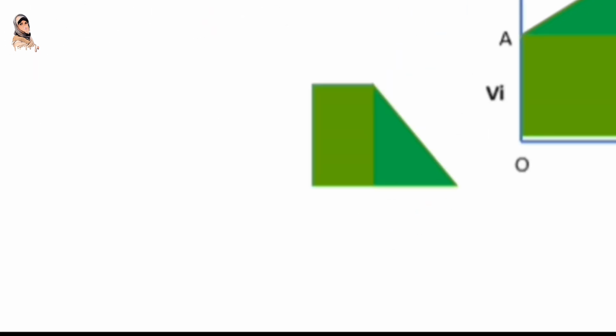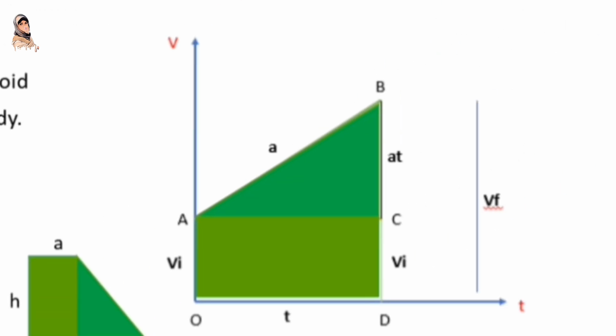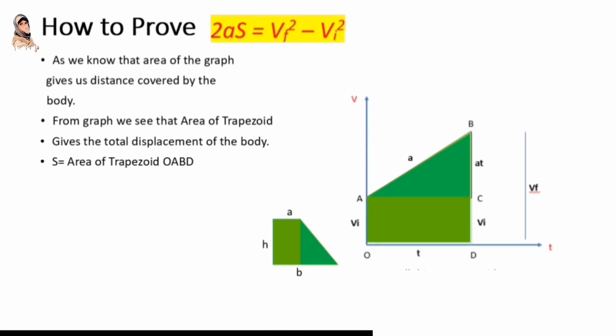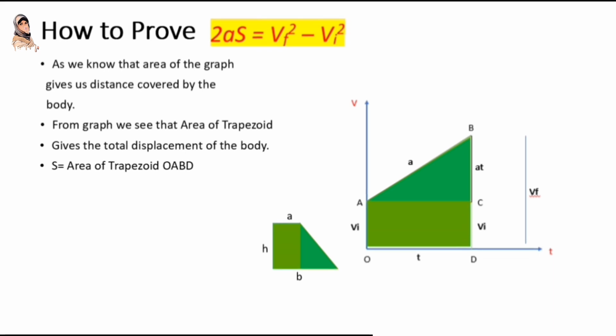Well, this is a trapezoid. There are two parallel sides, A and B, called the bases of the trapezoid, and H is the height. Now rotate this shape and see the graph. From the graph, the distance covered by the body is equal to the area of trapezoid OABD.